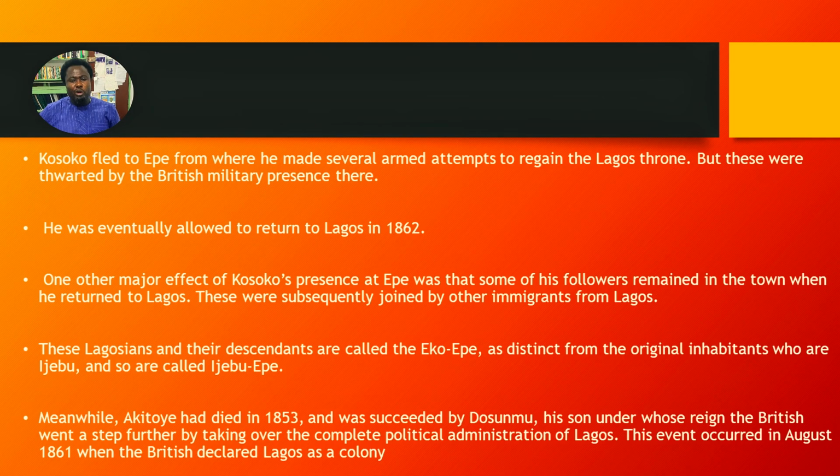So one other major effect of Kosoko's presence at Ekpe was that some of his followers remained in the town when he returned to Lagos, and these were subsequently joined by other immigrants from Lagos. These Lagosians and their descendants are called Ekpeku, as distinct from the original inhabitants who are the Jebus, and so they are called the Jebu Ekpe.